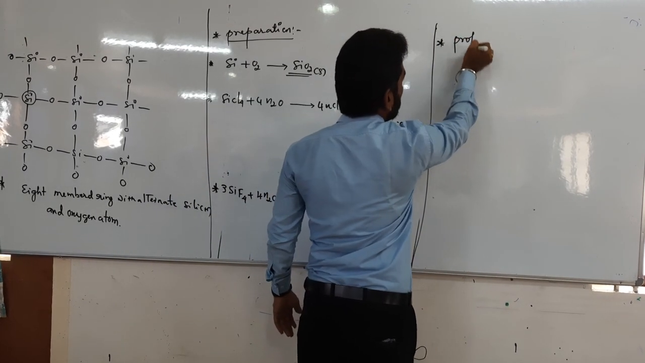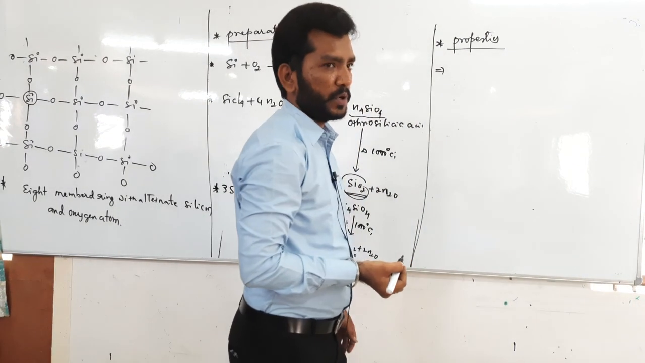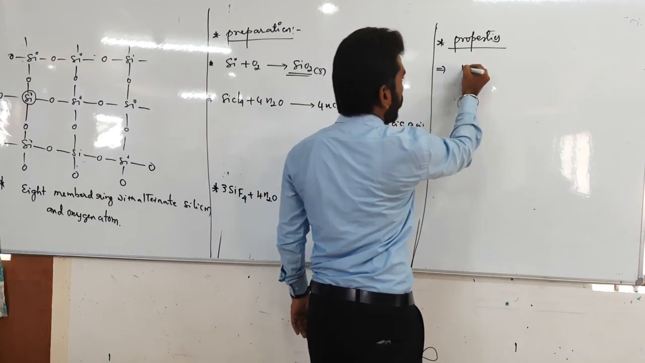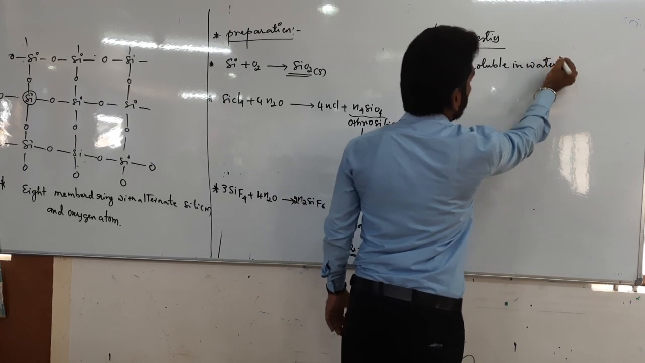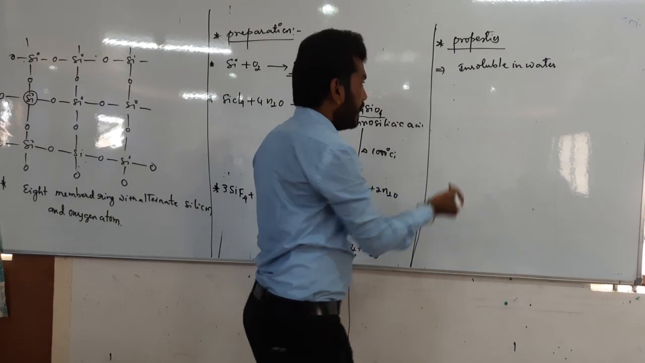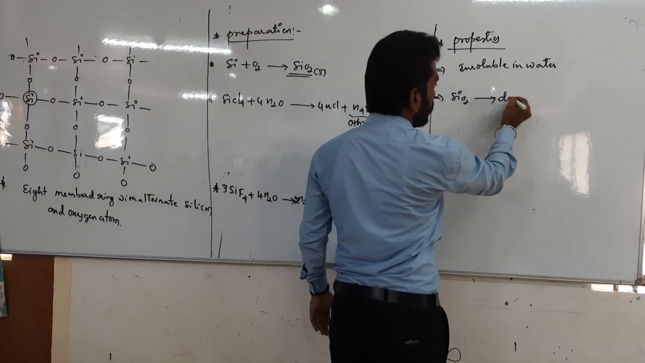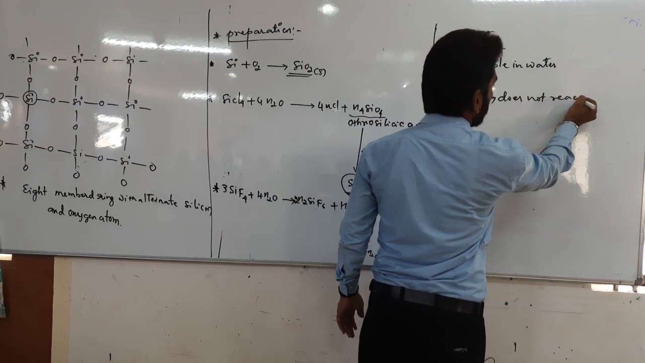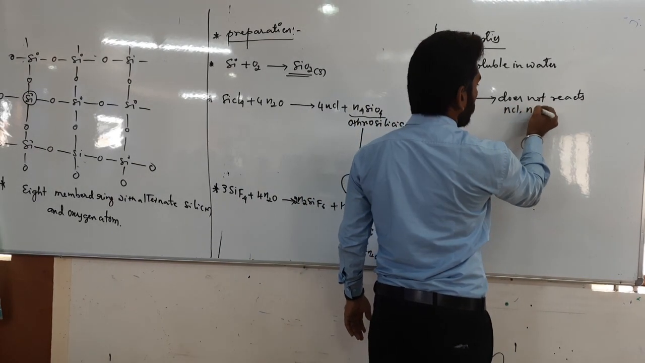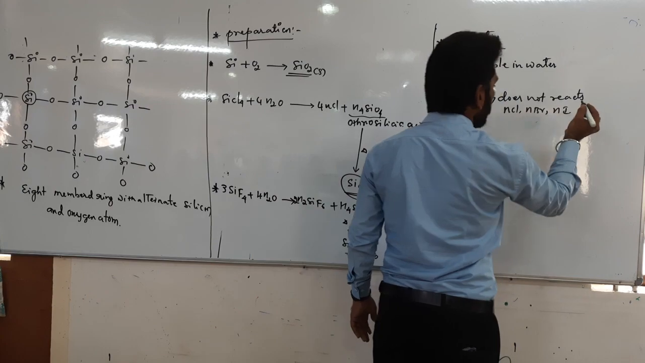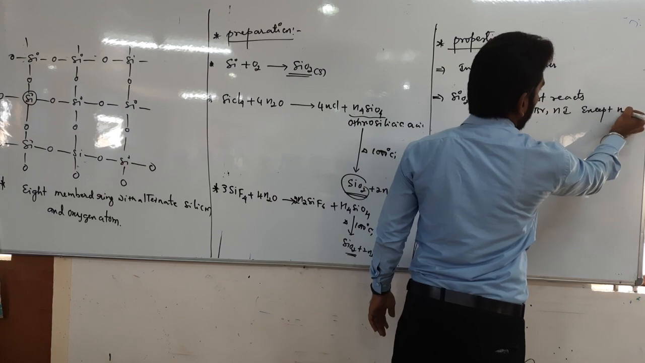Properties. Since it exhibits covalent character, it is insoluble in water. And guys, this SiO2 does not react with the halides of hydrogen, like HCl, HBr and HI, but it would react only with HF. So except HF, guys.